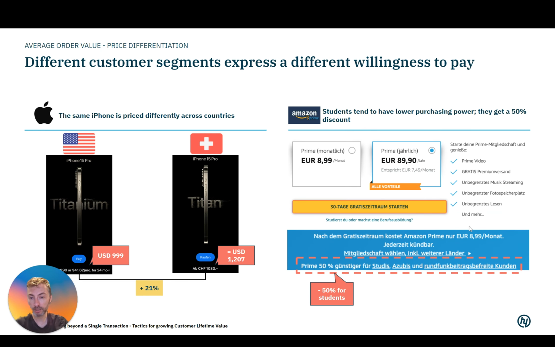Price differentiation is an important thing. In Switzerland, the iPhone is more expensive than in the US. Also, product and price differentiation makes sense. If you have an annual subscription for Amazon Prime, it's cheaper than a monthly subscription. And for students and so on, it's cheaper than for the full payers. So different segments, may it be by person type, may it be by country, make a lot of sense to cater for different willingnesses to pay.